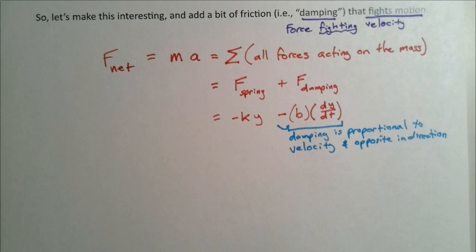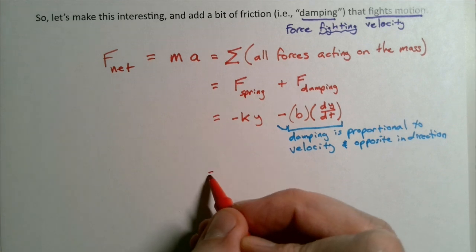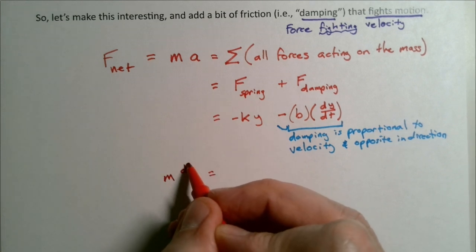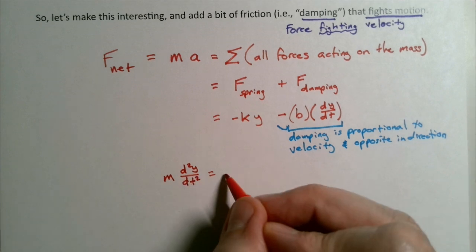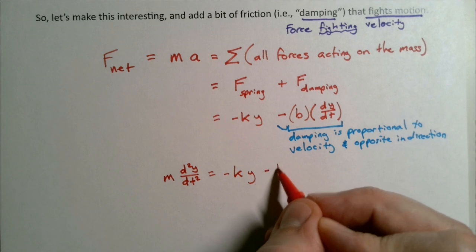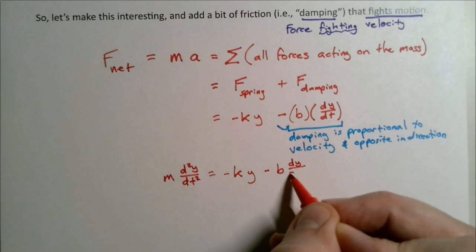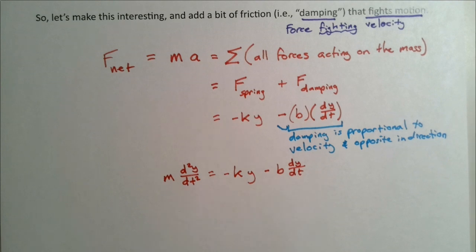Okay, so now that we have that, we can simplify things a little bit and say, remember, mass times acceleration on the other side. That's mass times the second derivative of position with respect to time. And then on this side, we've got minus k times y, and then minus b times dy dt. Now you can call this y double prime and this y prime if you like. I'm just trying to remember that these are actual derivatives with respect to time.